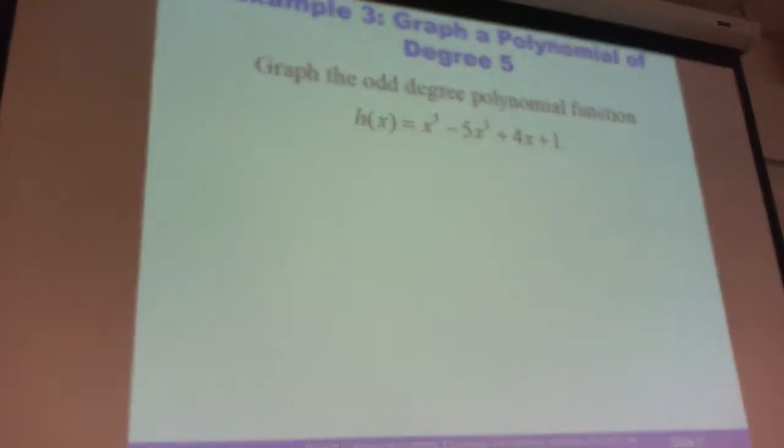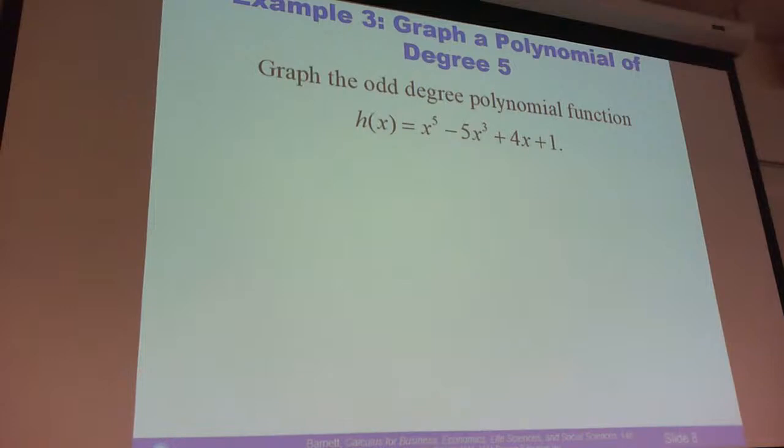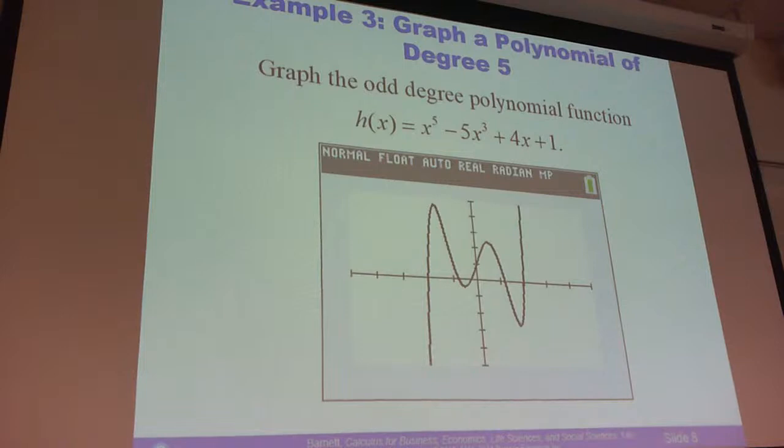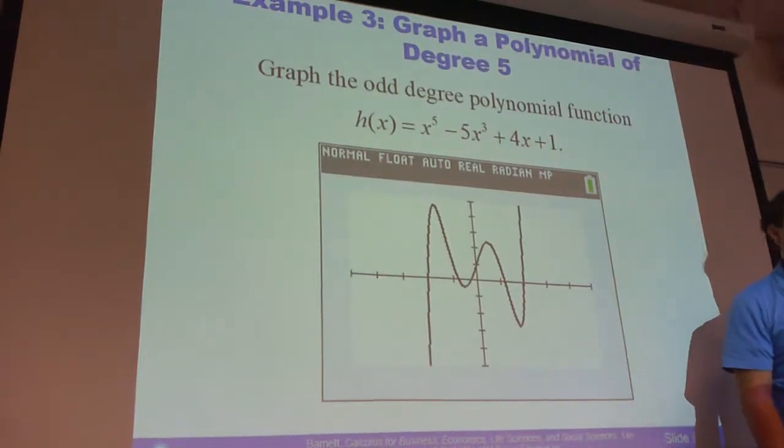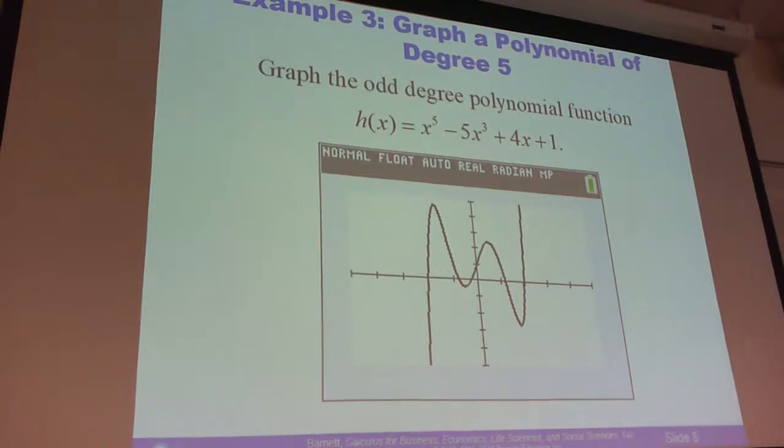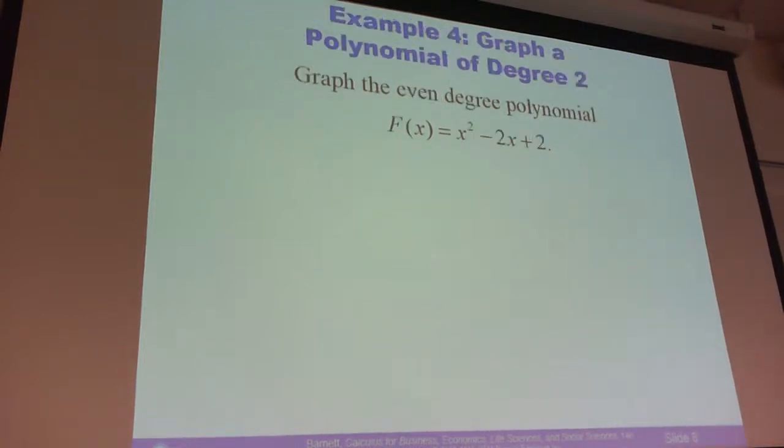If I had h of x equals x to the 5th minus 5x to the 3rd plus 4x plus 1, what's the degree of this polynomial? And it's odd, which means the ends are going to be the same or different? Different. Okay? And again, the nice thing about all of these, you can go to your calculator and graph every single one. Just pointing out some things that are nice to know.